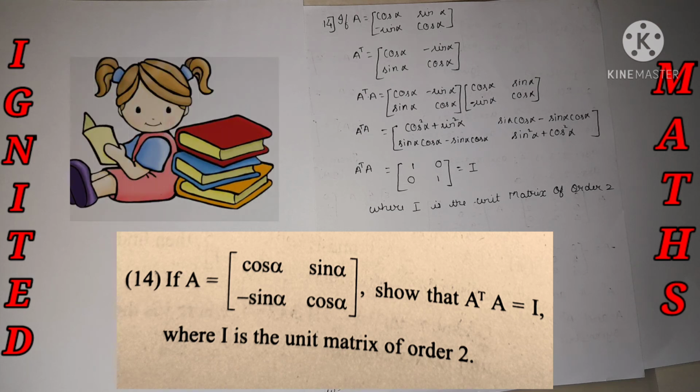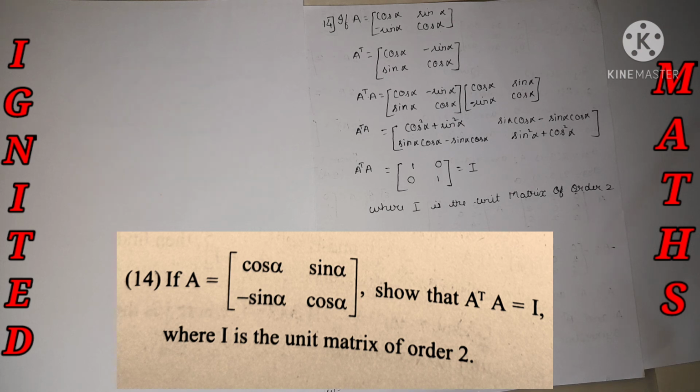The same procedure we need to repeat. Just the thing is, we need to convert 2 cross 2 into 3 cross 3. The only difference is 2 cross 2 and 3 cross 3, the order is the only difference. Now over here I took the fourth sum, which is based on trigonometric functions.